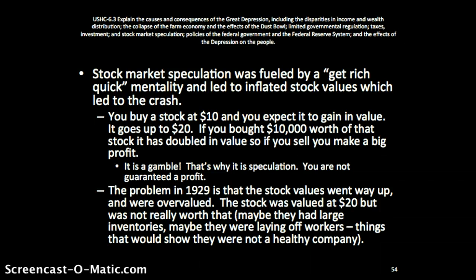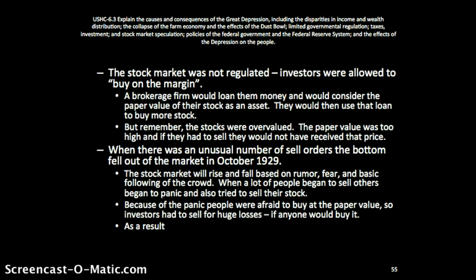It goes up to $20 and then you end up making money, and that's a good gamble. However, what happens when the value starts going down? When it starts going down, you start losing money. And that's not necessarily a bad thing, but what was happening at the time was people were buying on margin. What that meant was they were borrowing money to buy stocks. And it's okay as long as stocks go up and up and up. But remember, the stocks are overvalued. The paper value was too high, and if they had to sell, they would never have received the price that they originally bought it for.